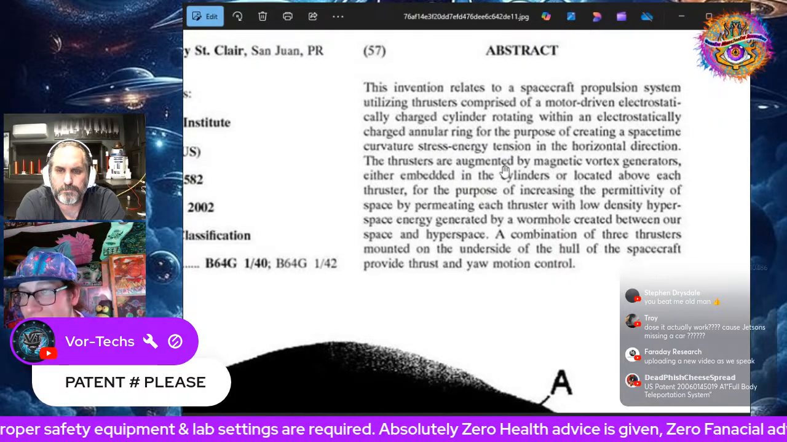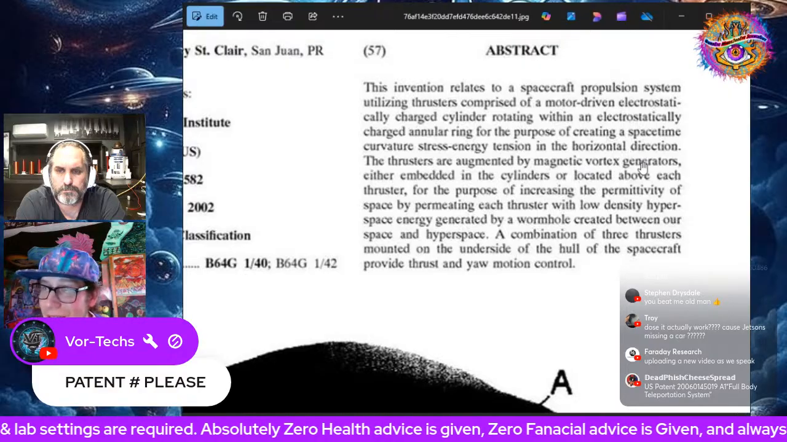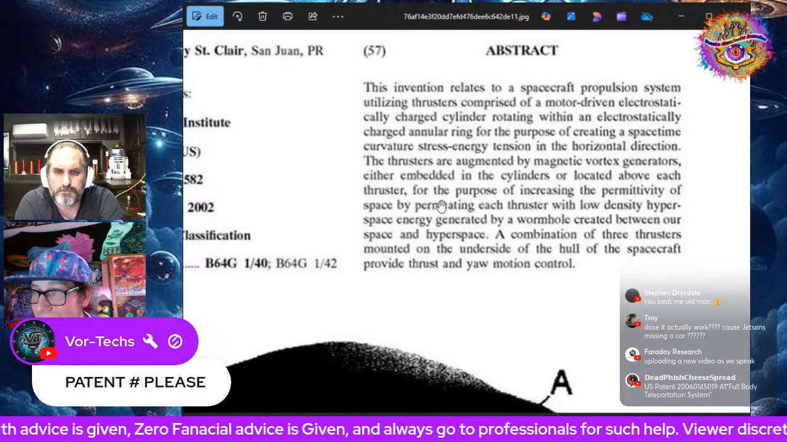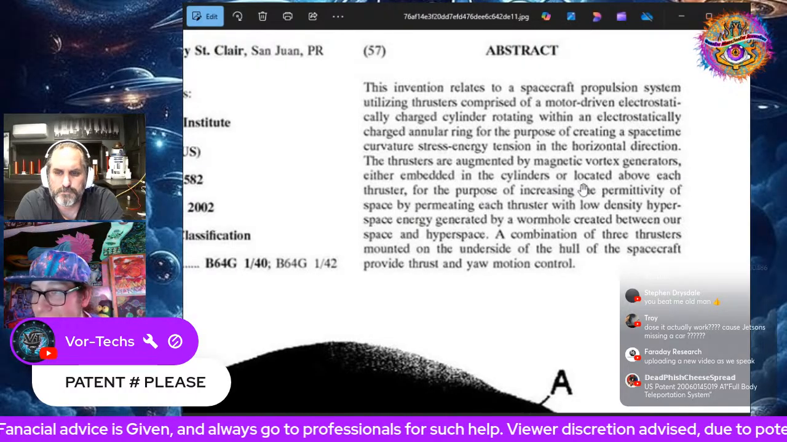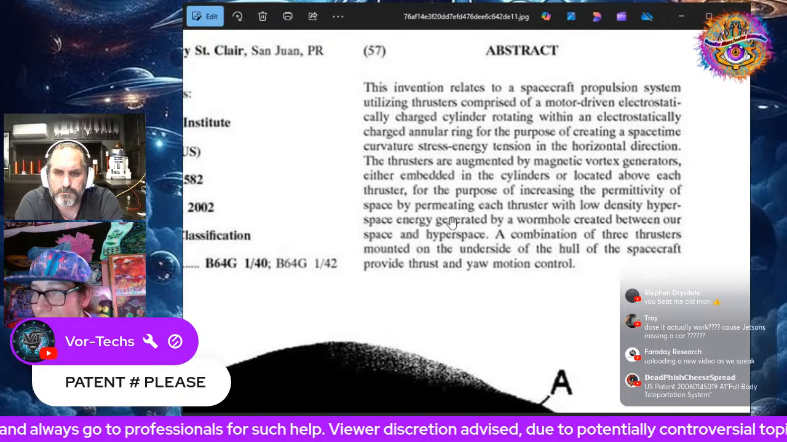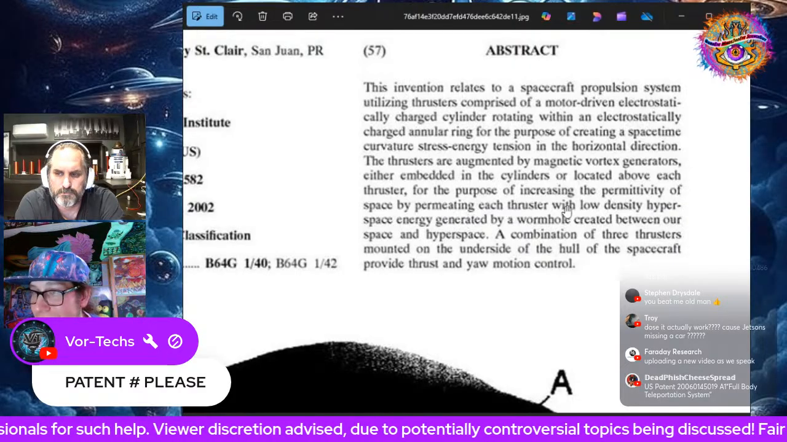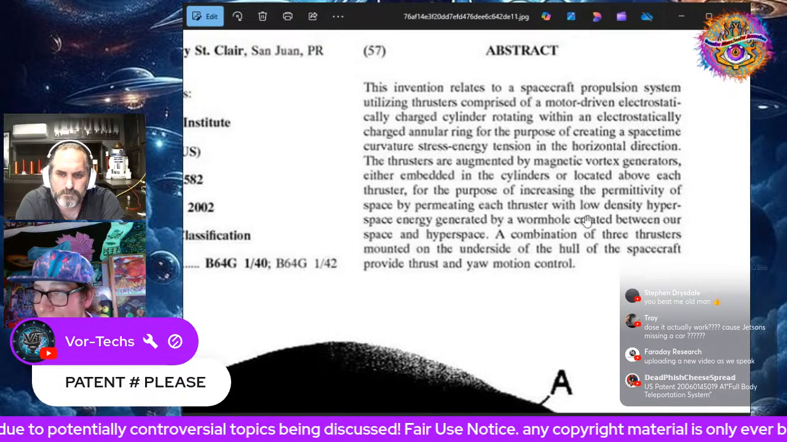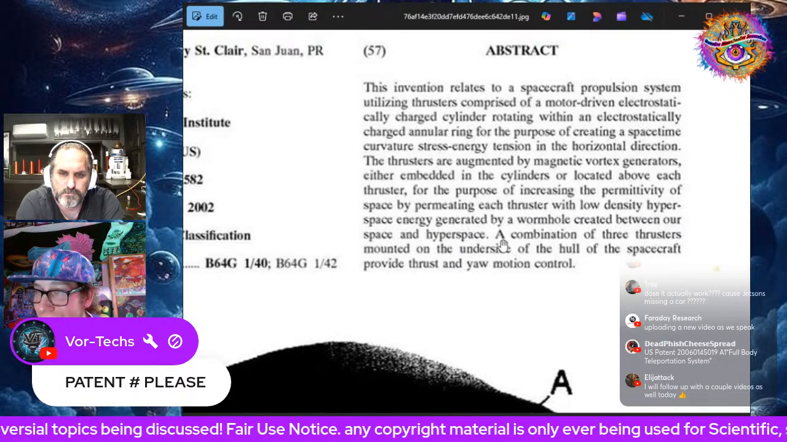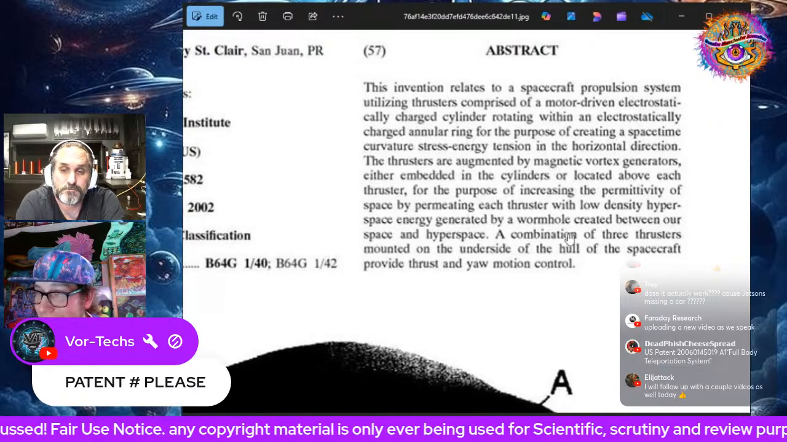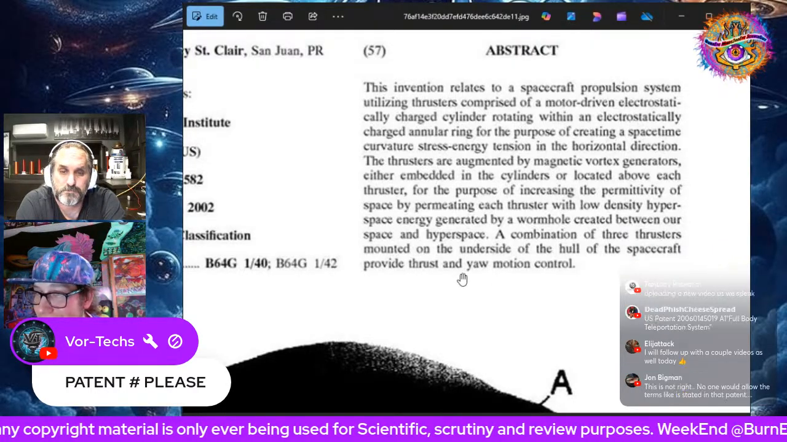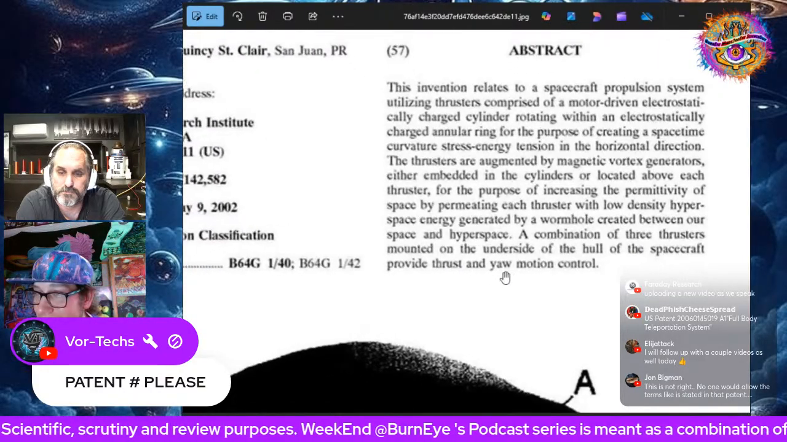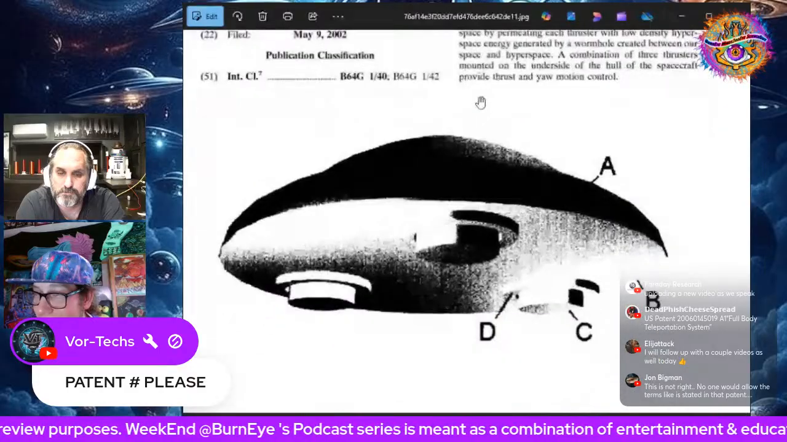The thrusters are augmented by magnetic vortex generators, either embedded in the cylinders or located above each thruster, for the purpose of increasing the permittivity of space by permeating each thruster with low-density hyperspace energy generated by a wormhole created between our space and hyperspace. A combination of 3 thrusters mounted on the underside of the hull of the spacecraft provide thrust and yaw motion control.